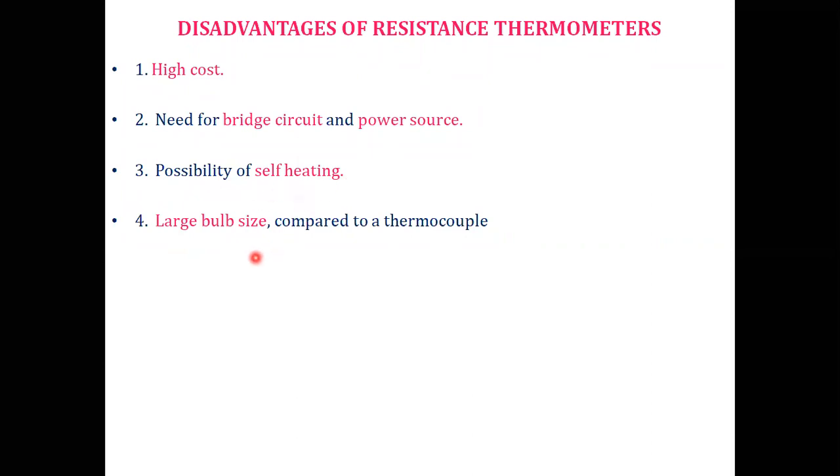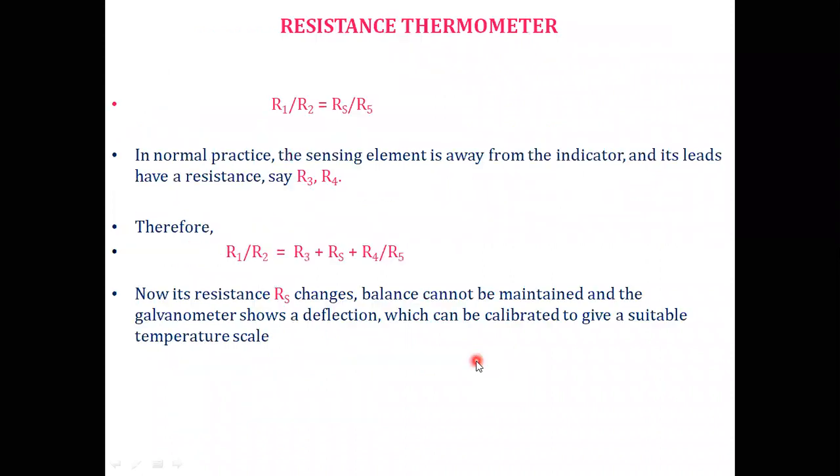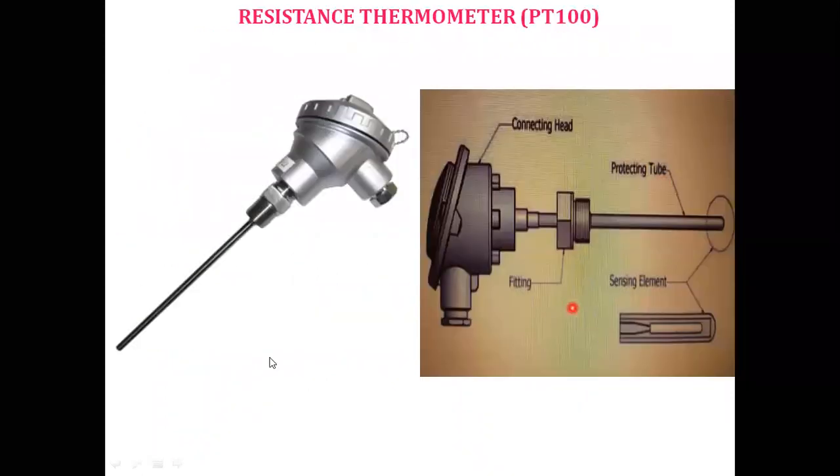Here, large bulb size compared to the thermocouple. The bulb size of this material is very large. Thermocouple size is very small when compared to this resistance thermometer. Okay, this is about resistance thermometer RTD. That is RTD, or we can call this as PT100. Simply, this is the diagram. This is the diagram for PT100. Okay.